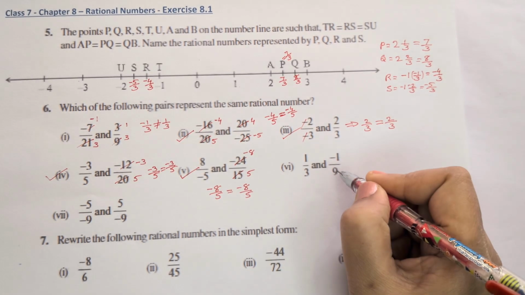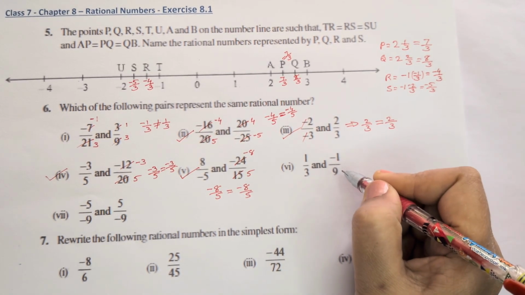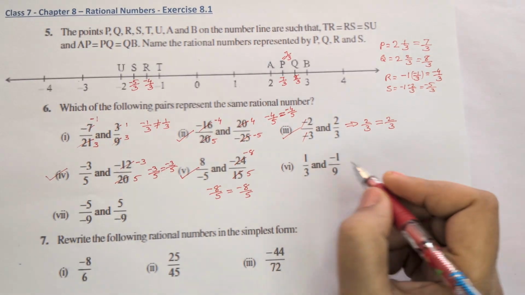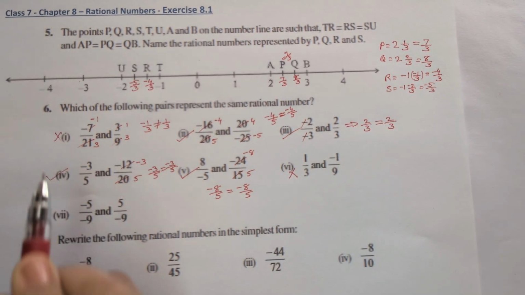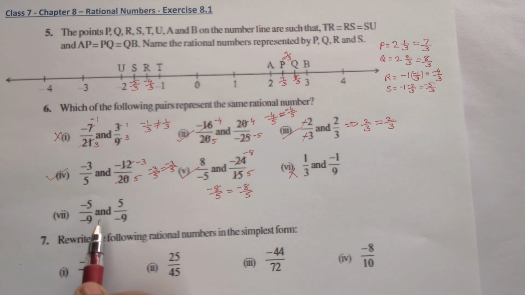Here we know that 1 by 3 and this we cannot simplify, which means this is not representing the same rational number. Both are not. First one also not. Then the last one here.